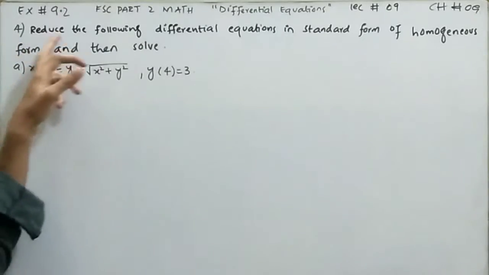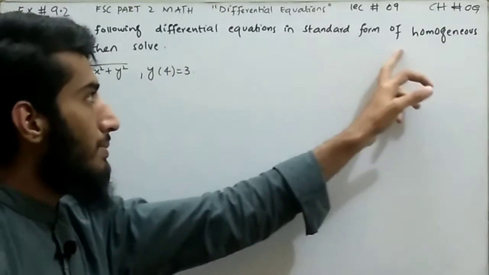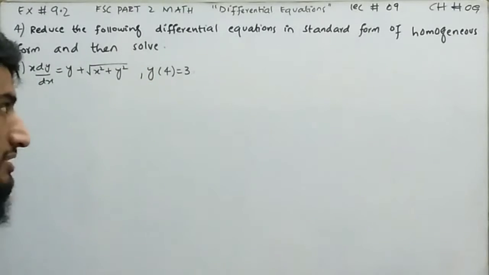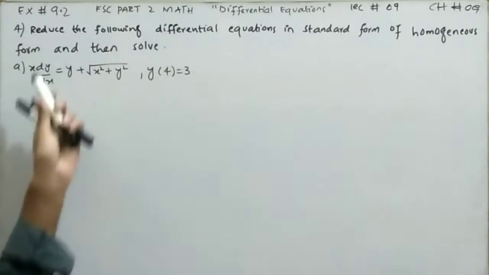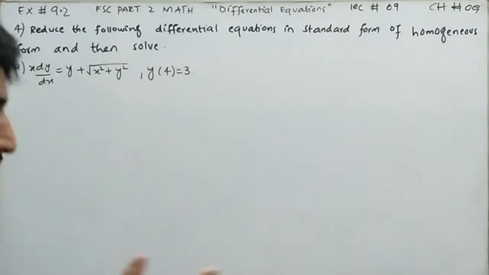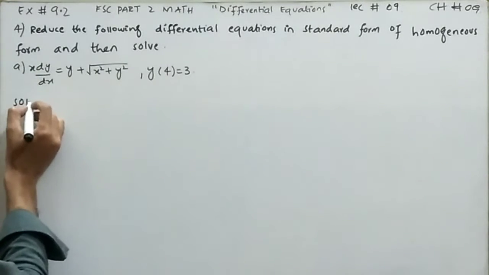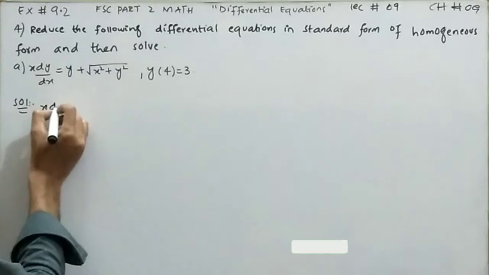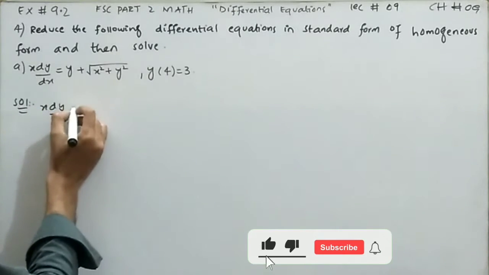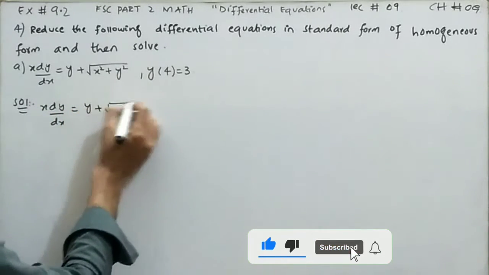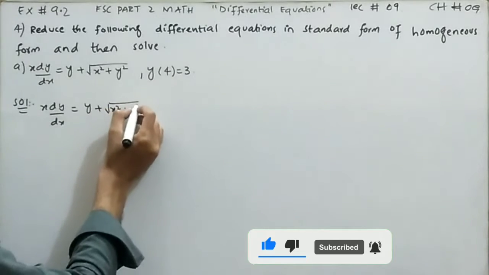Question number 4 tells us to reduce the following differential equation to the standard form of a homogeneous equation and then solve. It means the given differential equation is not in homogeneous form. First we will convert it into homogeneous form, then we will solve. So, moving to the solution, the given differential equation is x dy by dx is equal to y plus square root of x square plus y square.